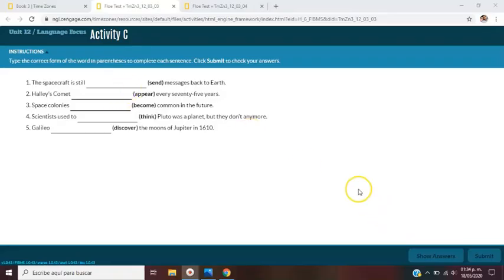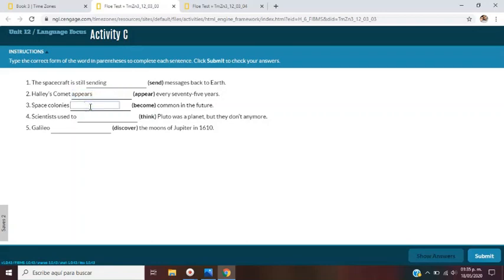Okay, let's check our answers. Let's start. The spacecraft is still sending, because we are talking about a situation that continues happening. That's why it is an -ing. Halley's Comet every 75 years, so we refer to a situation about habit or routine. So I'm going to write appears, simple present, okay?